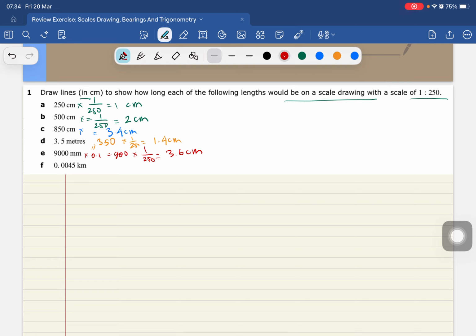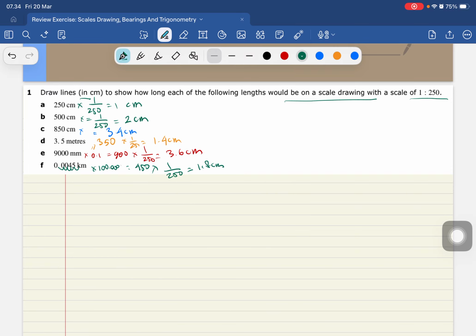Next, for F. Okay, this is kilometer. So we need to change it to centimeter first. So multiply it with 100,000. So 1, 2, 3, 4, 5. Okay, 450 multiplied with 1 over 250. So we will get the answer of 1.8 centimeter.